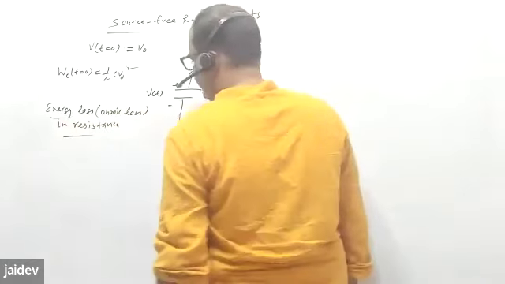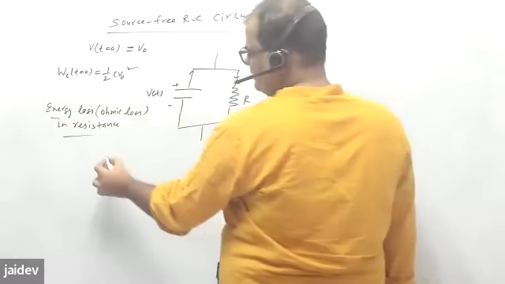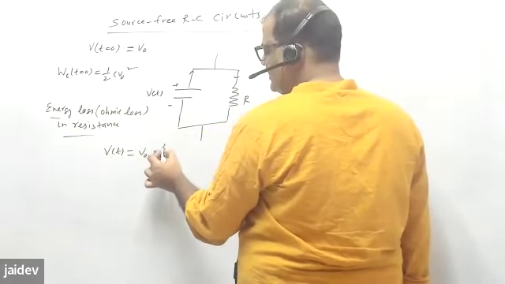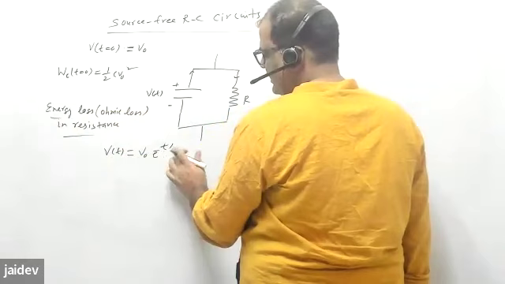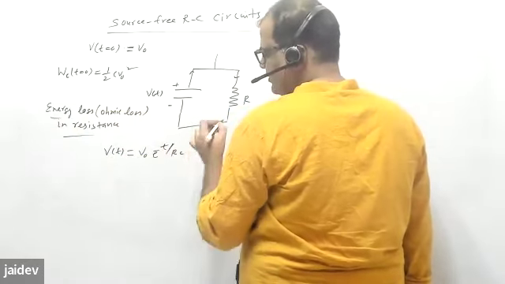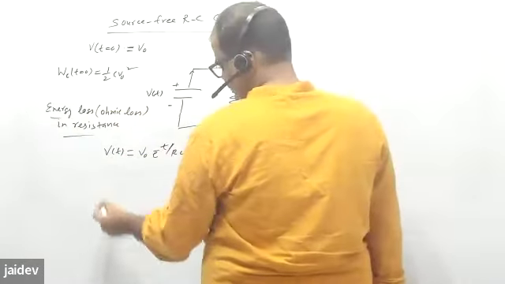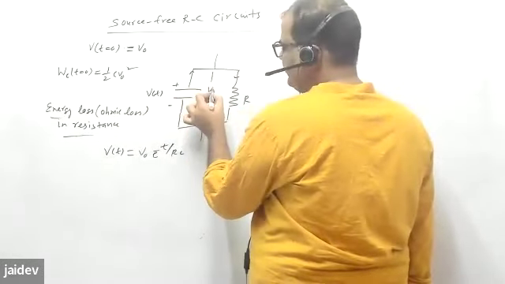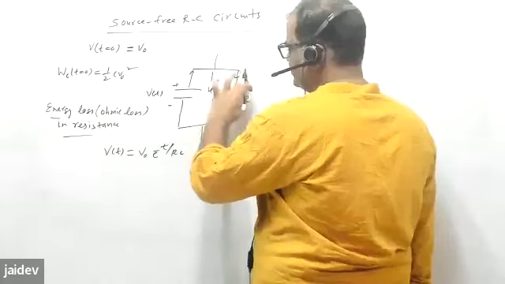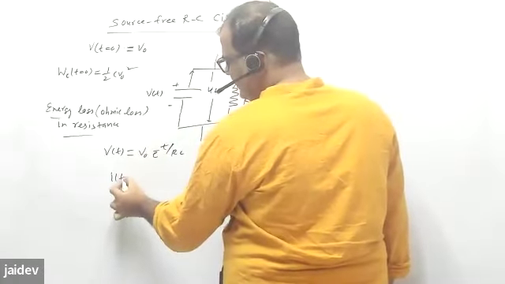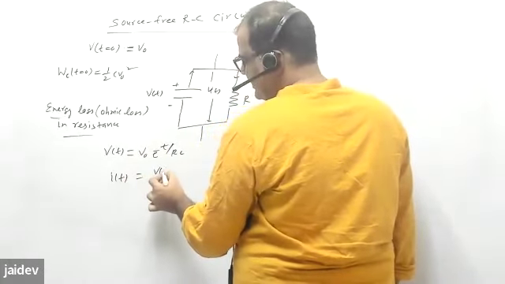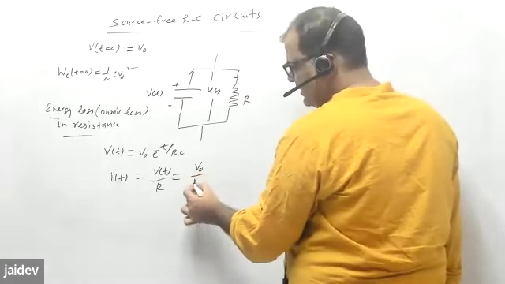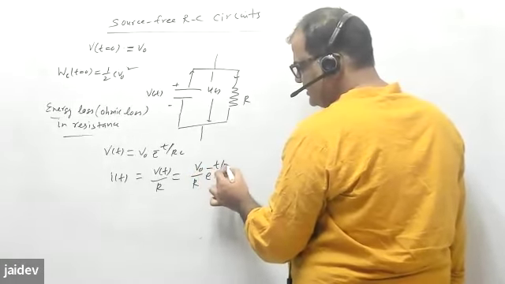I square R. So I know what V(t) is. V(t) at any time t is V naught e power minus t upon RC. Now I want current. So the current at any time is V(t) by R. So I(t) will be V(t) by R, that is V naught upon R e power minus t upon RC.